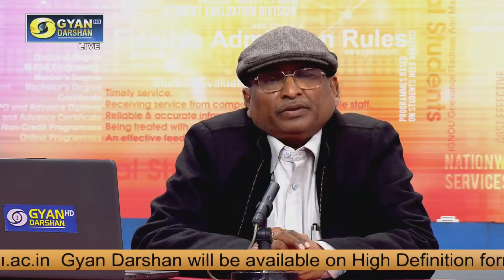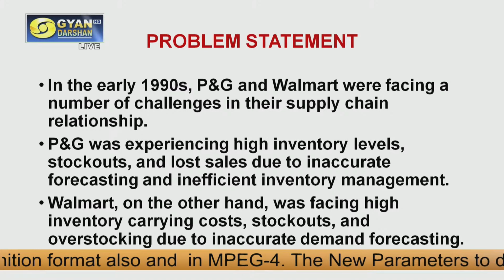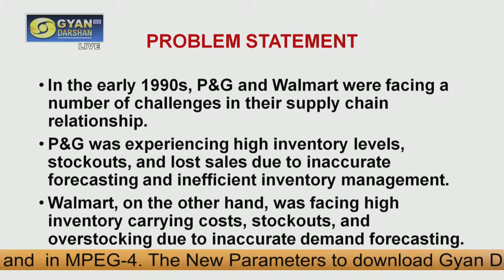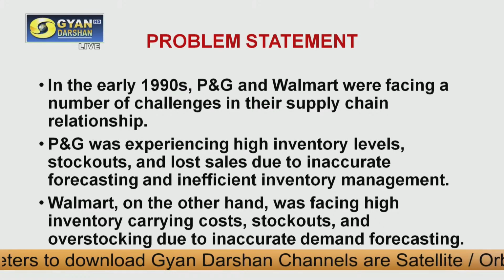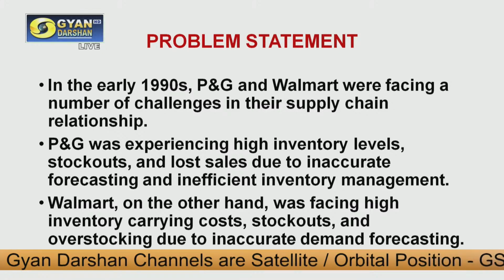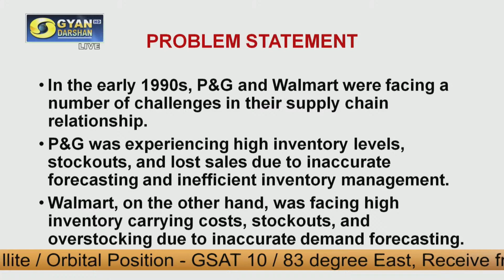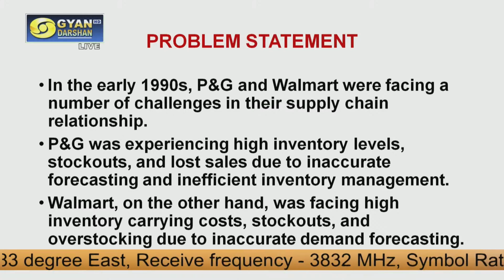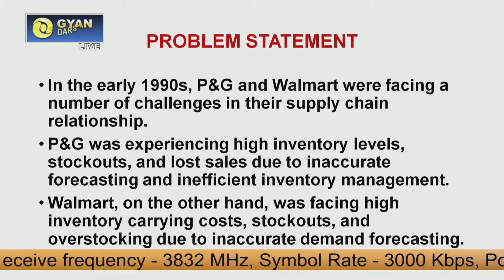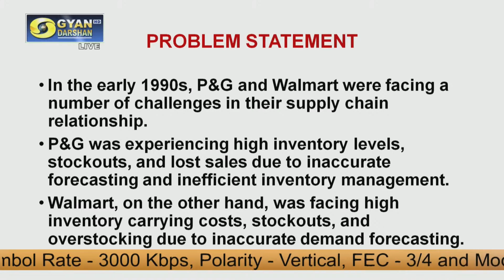So what was the problem? In early 1990s, I am taking the old case study because that is a proper solution for that. Earlier, in 1990, Procter & Gamble and Walmart were facing lots of challenges in their supply chain relationship. What was the problem? Procter and Gamble were experiencing high inventory levels, stock out conditions, as well as loss of sales due to inaccurate forecasting and inefficient inventory management.